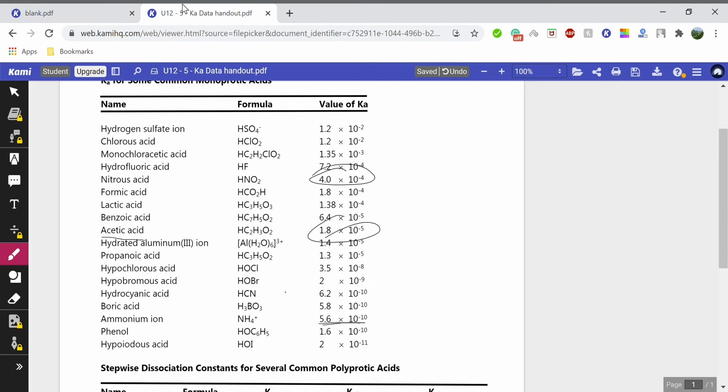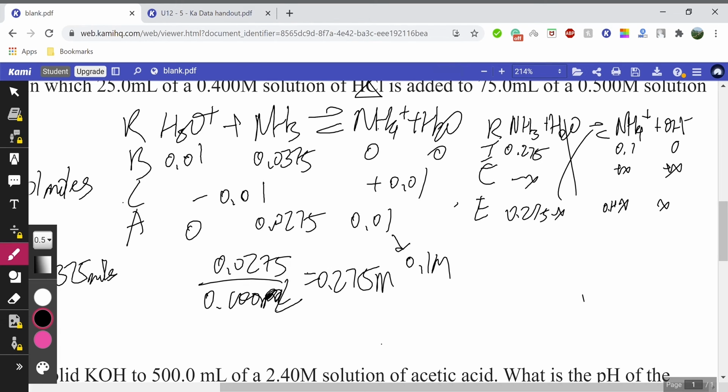So Ka for NH4 plus is 5.6 times 10 to the negative 10th. So Kb is 1.0 times 10 to the negative 14th divided by 5.6 times 10 to the negative 10th. It's going to give you 1.79 times 10 to the negative 5th is equal to x times 0.1 divided by 0.275. So we multiply this answer by 0.275 and divide that by 0.1.